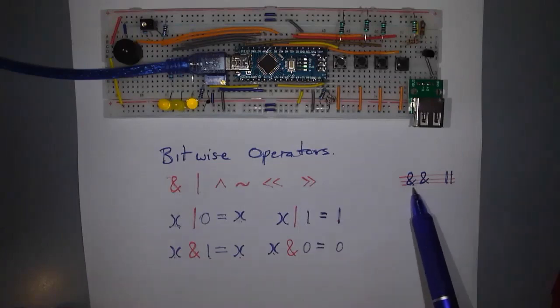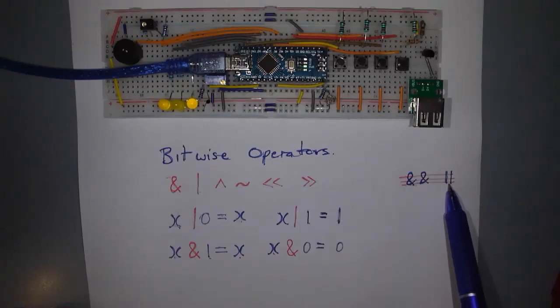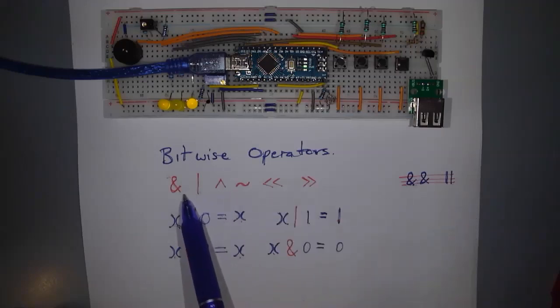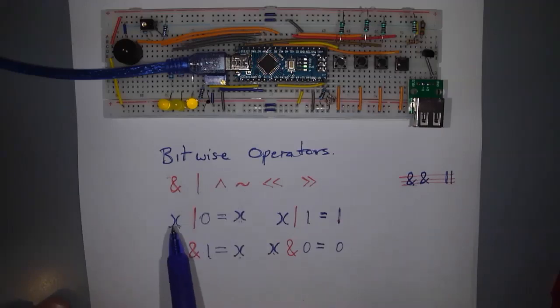We are not looking at these double symbols here, double ampersand, double bar, which are used for truth and falseness of values and variables. We're looking at these bitwise operators that operate on one bit at a time in a register. Now, the Boolean identities, if a bit in a register, we don't know what value it is.